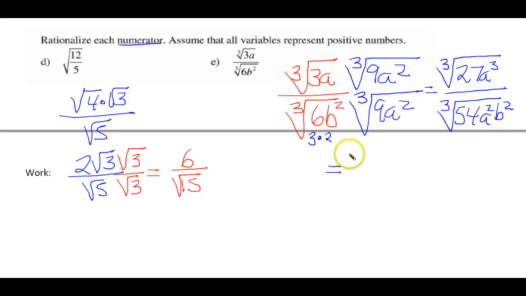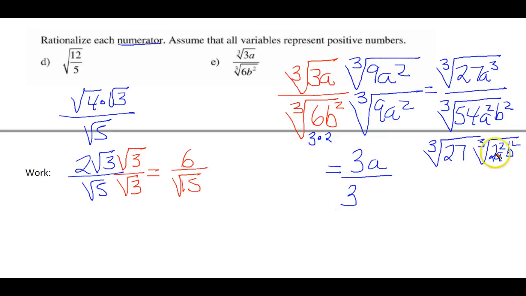So we're going to start to simplify. So this is a perfect cube, which is 3a. Now, our denominator, interestingly, we could fiddle with it a little bit more and get the third root of 27 times the third root of what's left over, 2a squared b squared. Well, what is the third root of 27? That's a 3. And then we're left, under the radical, with the third root of 2a squared b squared.